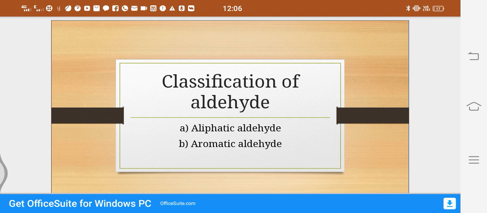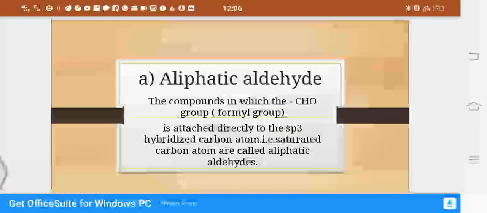Then next, classification of aldehyde. Aldehyde can be classified into 2 types. First is aliphatic aldehyde and second is aromatic aldehyde. Aliphatic aldehydes are the compounds in which the CHO group, meaning the formyl group, is attached directly to an sp3 hybridized carbon atom, that is a saturated carbon atom.